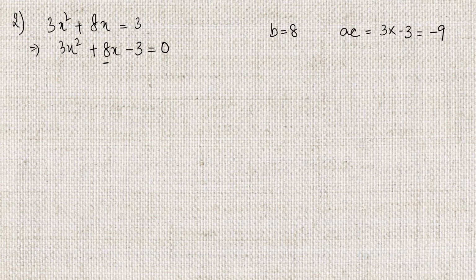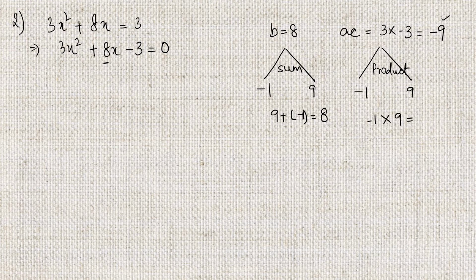Think of the two numbers so that their sum comes out to be 8 and their product comes out to be minus 9. So the two numbers can be minus 1 and 9, because when I add 9 and minus 1, my answer will be 8, and when I multiply minus 1 and 9, my answer will be minus 9. So the two numbers are minus 1 and 9.